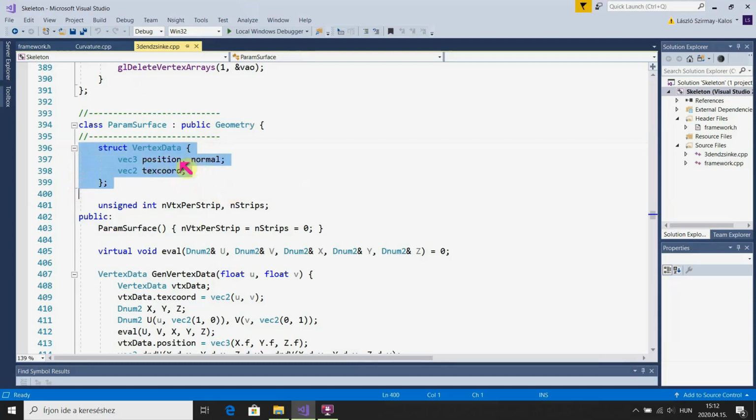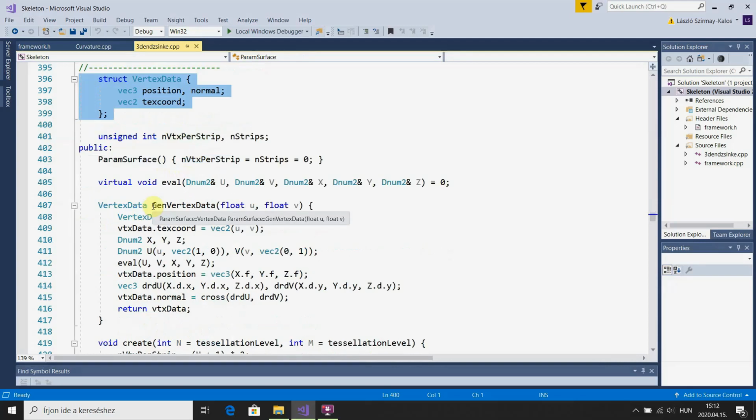A vertex has a position, it has an associated normal vector, which is just the normal vector of the parametric surface here. It also has an associated texture coordinate for texturing. The generate vertex data function calculates the data members of this structure based on u and v parameters that are assumed to be in the unit interval. The texture coordinate of the vertex will be just a direct copy of the u and v parameters. The position will be just the output of the parametric function, r(u,v).